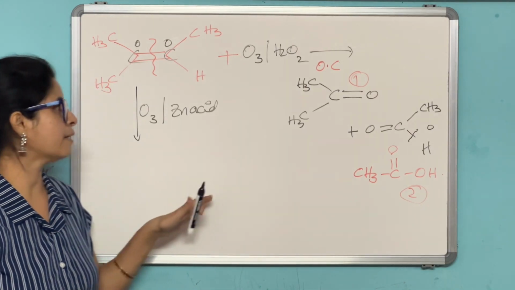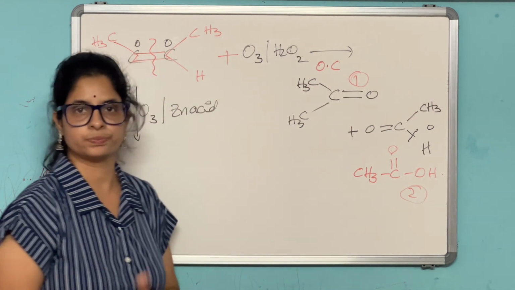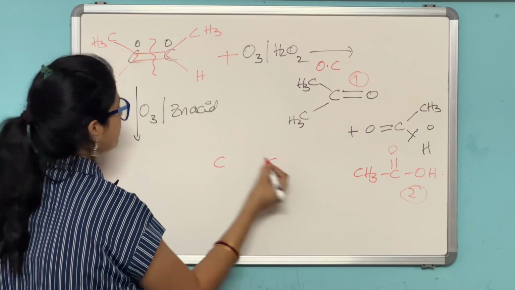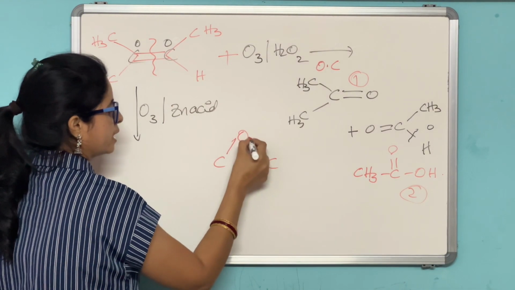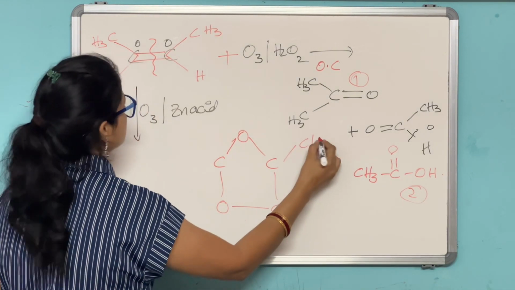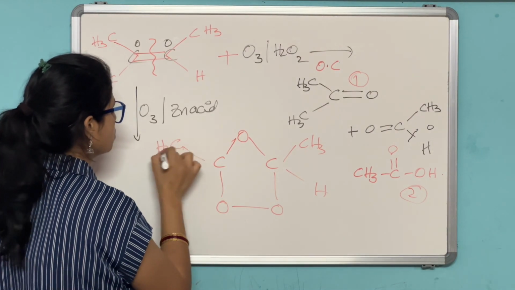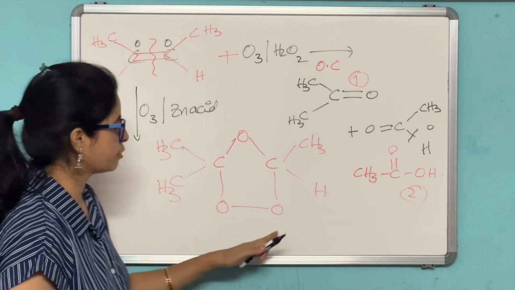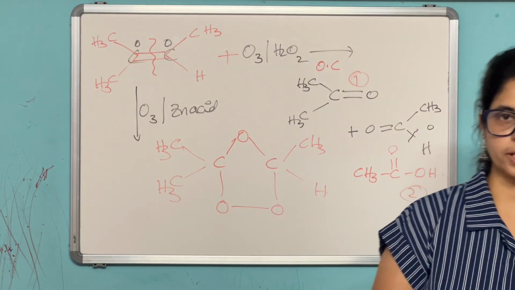This is the simple way of writing the product. If you want, you can write the formation of ozonide too. I told you, how to write the ozonide? Carbon, instead of the pi bond you introduce oxygen, leaving that bond, and 2 oxygens like this, CH3, H. Because you are writing your theory exams, if you explain the ozonide formation and then write these products, that will be enough.